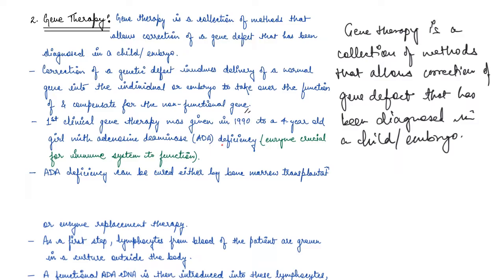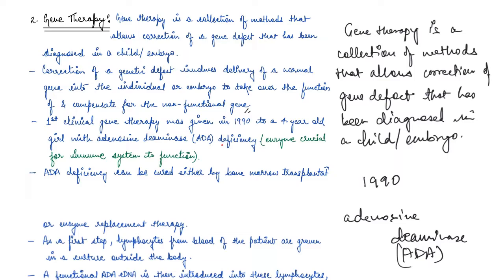Now, guys, the first clinical gene therapy was given to a 4-year-old girl in 1990. That girl had a deficiency, which was adenosine deaminase deficiency. Adenosine deaminase, ADA, is an enzyme which is crucial for the immune system to function.